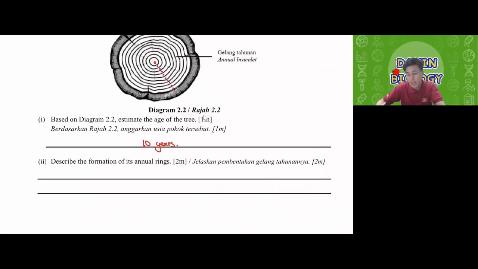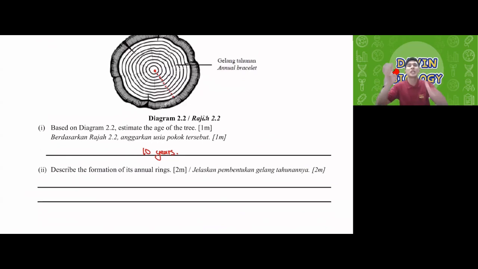Describe the formation of its annual rings, same as just now. During summer, also during spring, there is more growth. So therefore, conditions are more suitable, so thicker lo. So you must say during spring. Or one month only, you don't even write conditions more suitable. You just have to say thicker and brighter. That is xylem vessel. So I remind you one more time. Not rings, must say xylem vessels are formed.